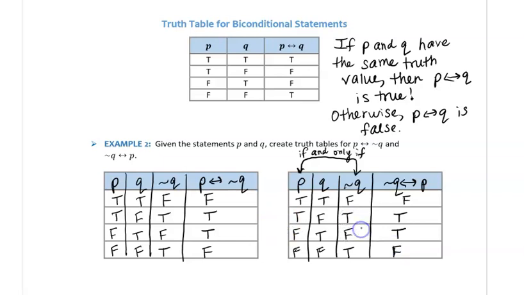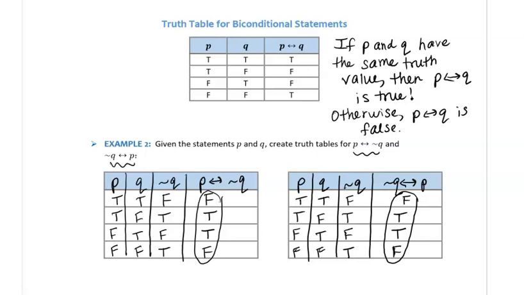Now, if we compare the last columns here, we'll notice that those are the same. We have the same truth values in the same order. And this is providing evidence that when creating a biconditional statement, order does not matter. And that ends up actually being true. So P if and only if not Q is the same as not Q if and only if P.